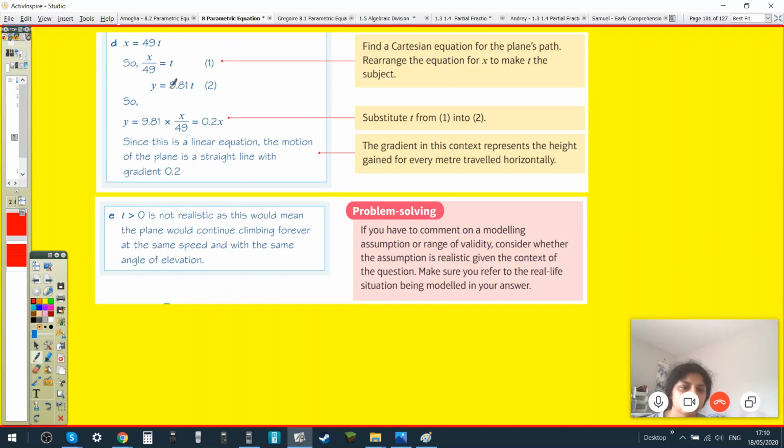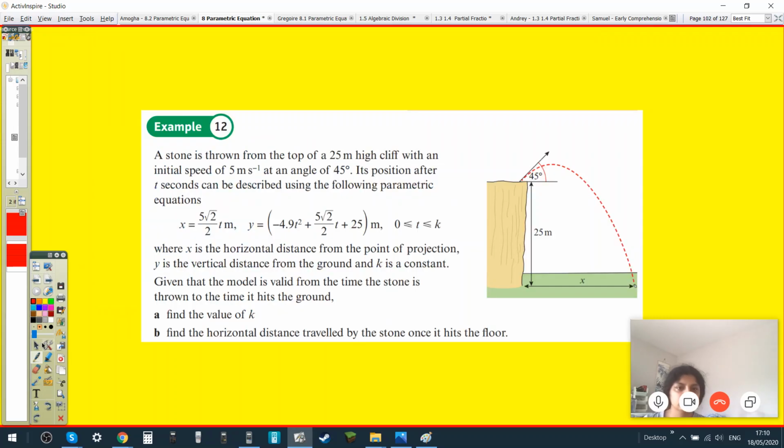D. Y equals 0.2x, which is what we said. Since this is a linear equation, the motion of the plane is a straight line with a gradient of 0.2. And t greater than 0 is not realistic, as this would mean the plane would continue climbing forever at the same speed and with the same angle of elevation. If you have to comment on a modeling assumption, consider whether the assumption is realistic given the context of the question. Any questions here? No, I think you're mostly good for that.